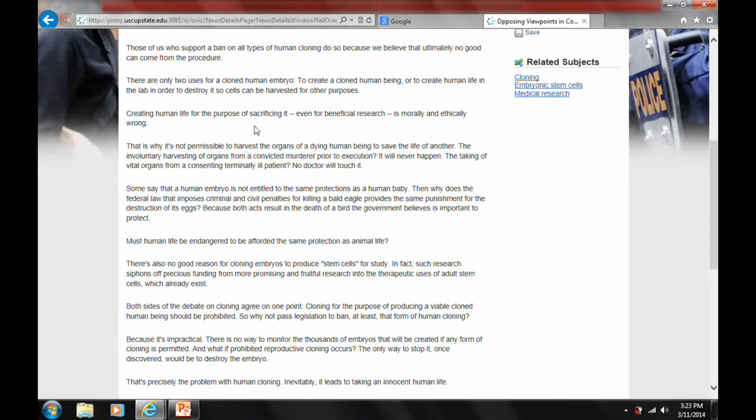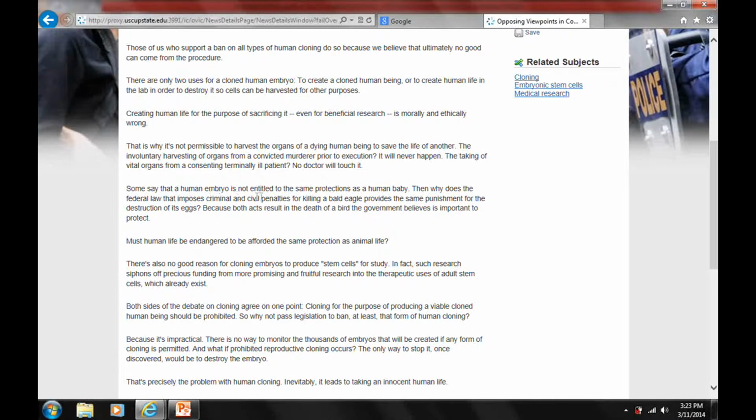Creating human life for the purpose of sacrificing it, even for beneficial research, is morally and ethically wrong. That is why it's not permissible to harvest the organs of a dying human being to save the life of another. The involuntary harvesting of organs from a convicted murderer prior to execution, it will never happen. The taking of vital organs from a consenting terminally ill patient, no doctor will touch it.